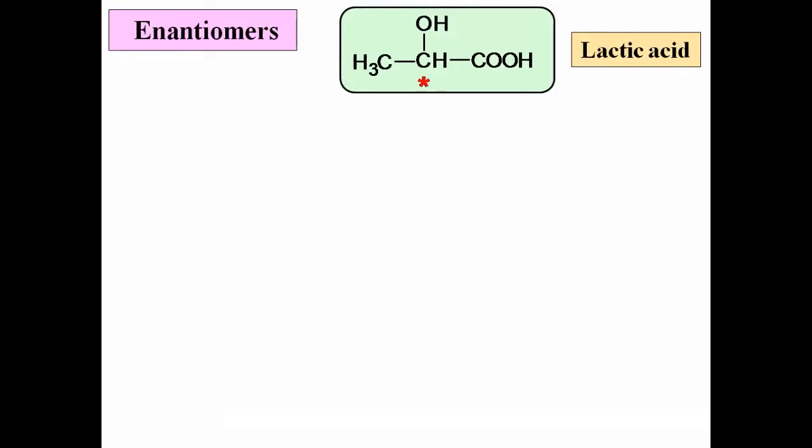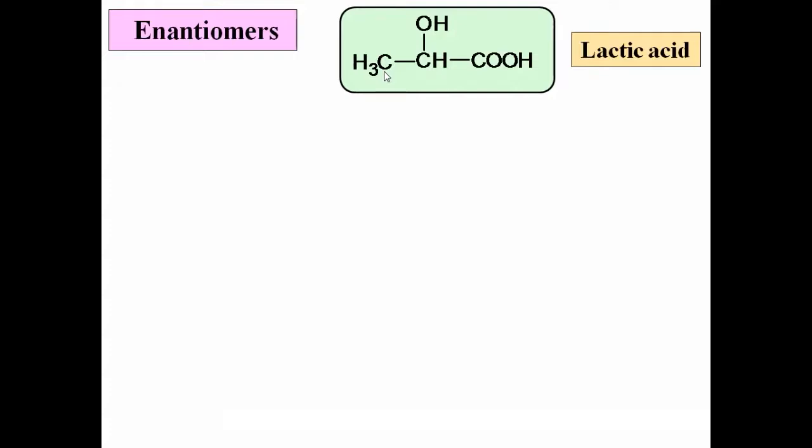Now, to study the optical isomerism of any organic compound, we must know, does it have a chiral carbon? This is the first essential condition, that the molecule should contain a chiral carbon. Now, what about lactic acid? Does it have a chiral carbon? What about this first carbon?